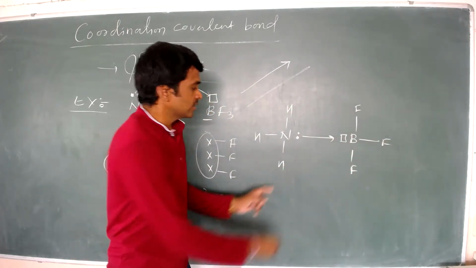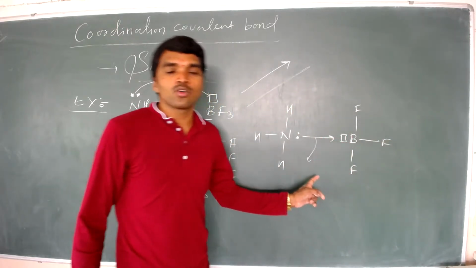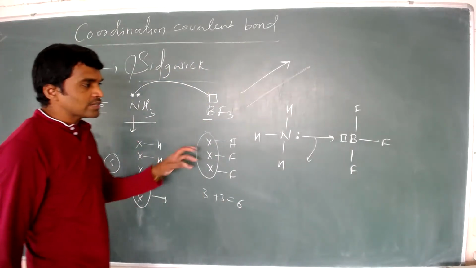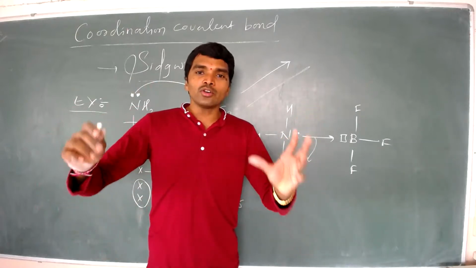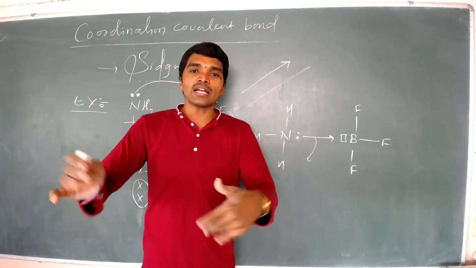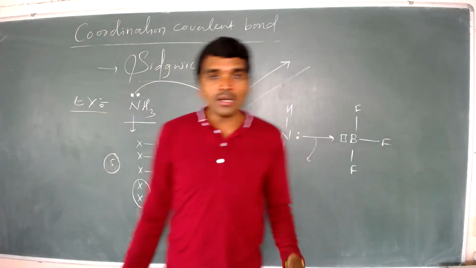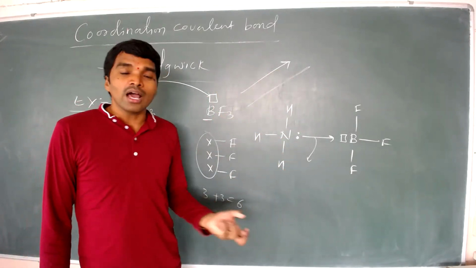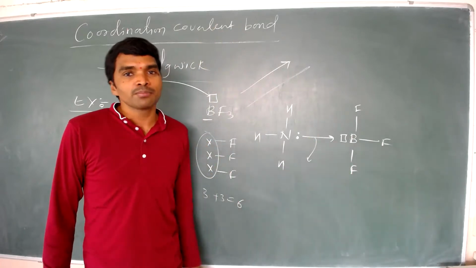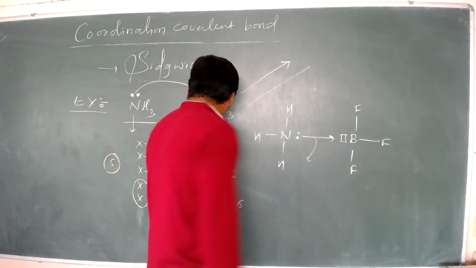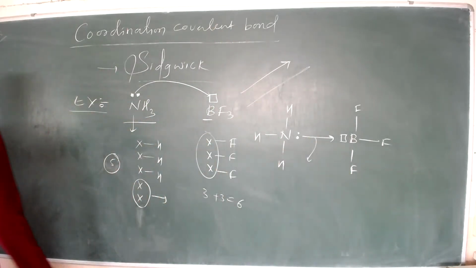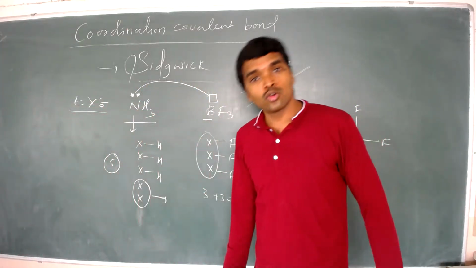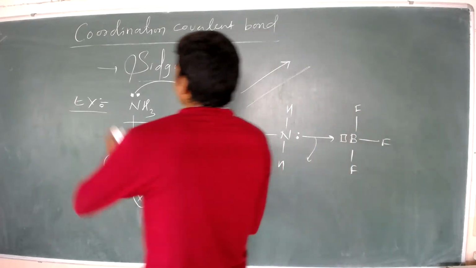So this bond, the coordination covalent bond, is formed. For the formation of a coordination covalent bond, one molecule should have an excess of electrons, and the other molecule should have a deficiency of electrons, or a vacant orbital should be present. So there are two types of molecules involved in the formation of the coordination covalent bond.